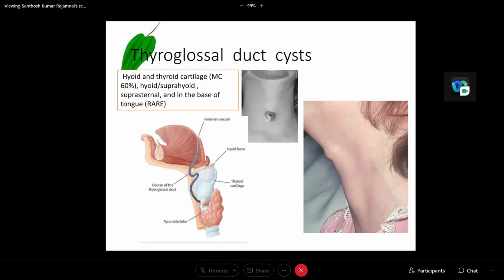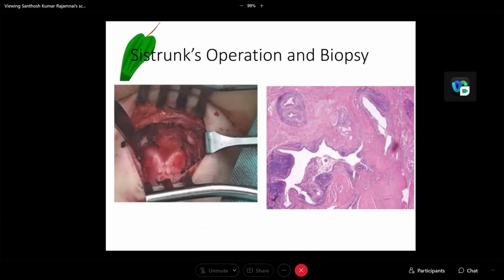So a thyroglossal cyst is a cyst-like swelling in the anterior triangle, above or below the hyoid bone, that moves up with deglutition and moves up with tongue protrusion, especially in a young adult. Treatment is Sistrunk's operation.